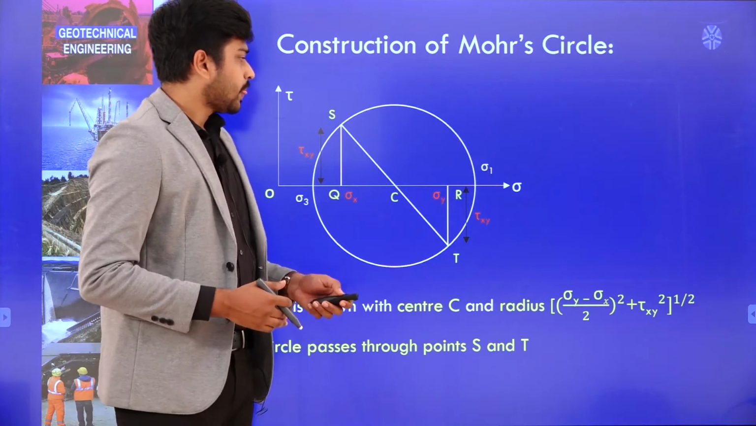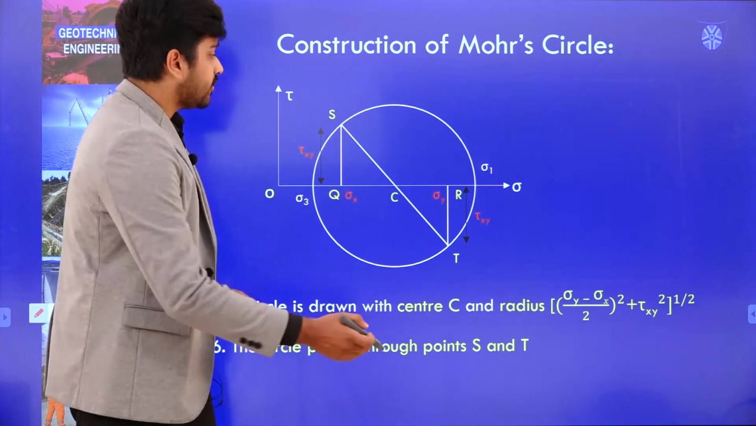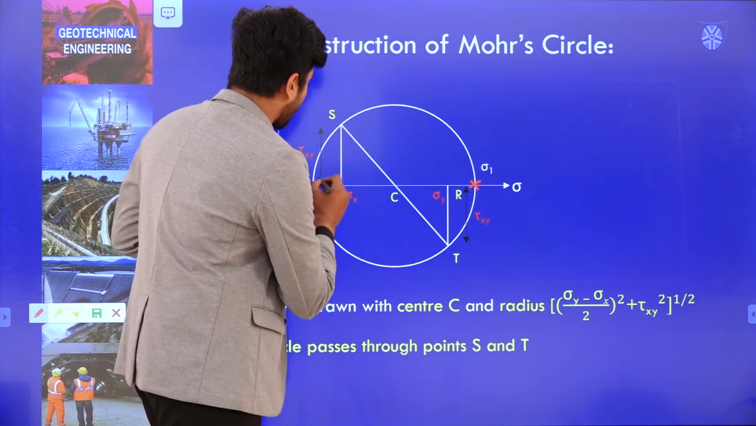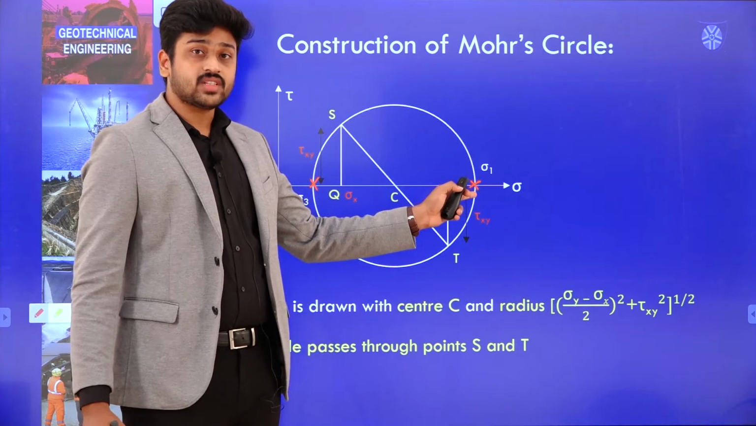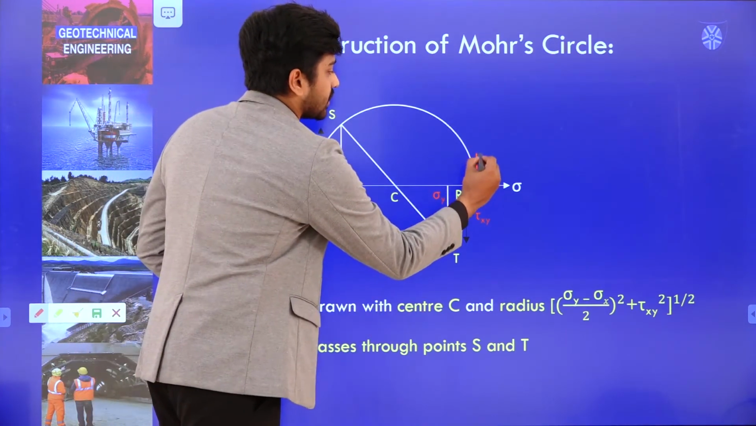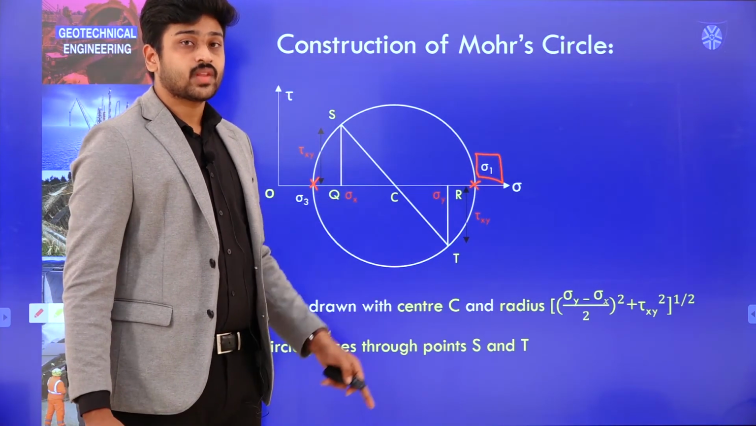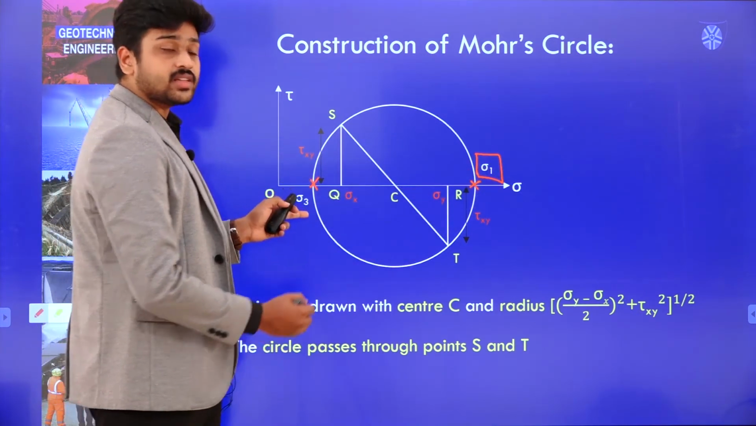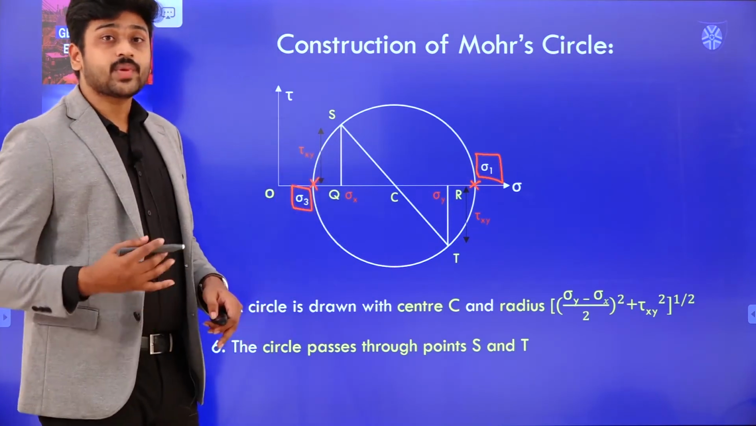Now, another thing: how do I find my principal stresses in this case? If you look at this diagram, the circle intersects the sigma axis at two points. The major point at which it intersects the sigma axis is denoted by sigma 1. That is your major principal stress. This is where the circle intersects your sigma axis. Similarly, it will intersect at some other value which is smaller, and that will be your minor principal stress.